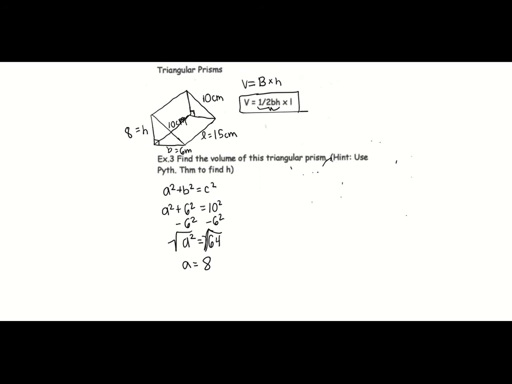We can figure out what the volume of our triangular prism is because now we have all of our information. We know that our formula is 1/2 base times height times length. Our base is 6, our height is 8, and our length is 15. Plug that into my calculator, and I get 360 centimeters cubed.